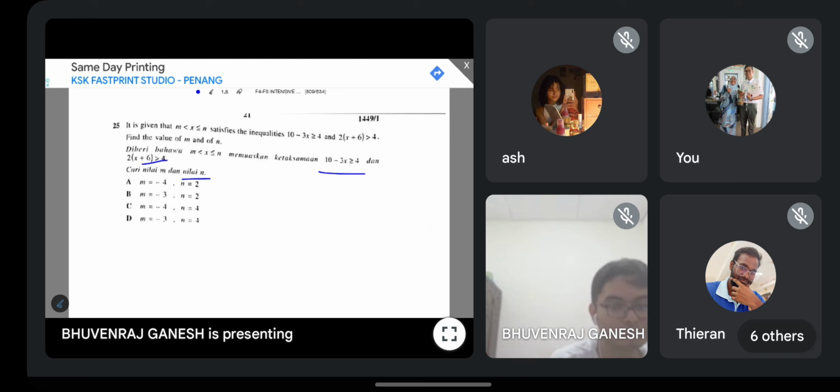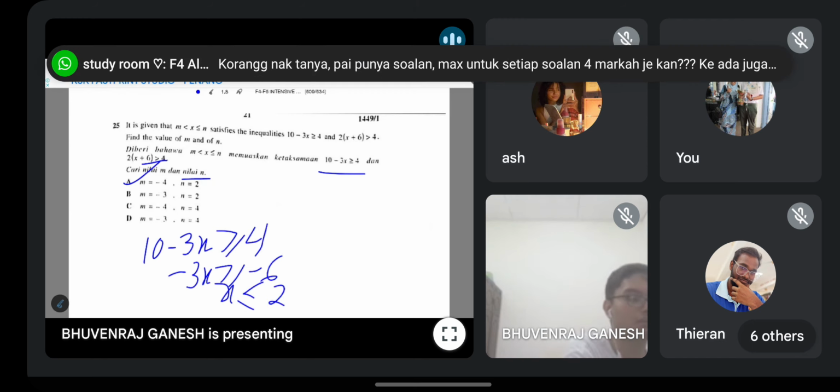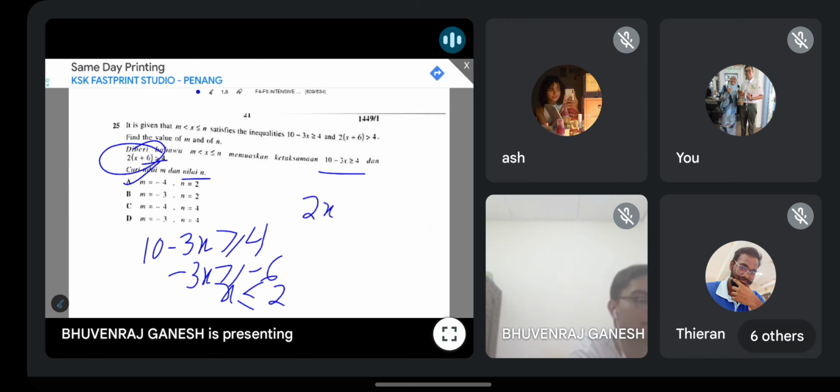Anyone struggling with this one? Oh, you got the answer, good. Okay, correct. The answer will be A. So how to solve this? Again, same concept. You must do it separately. This one is less than -6, so make sure you switch the sign. Kena tukar symbol. So less than or equal to 2. And then this one you can expand. 2x plus 12 greater than 4. So you get 2x greater than -8. So x greater than -4.